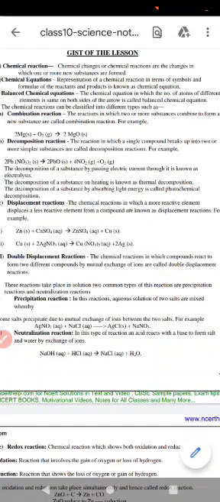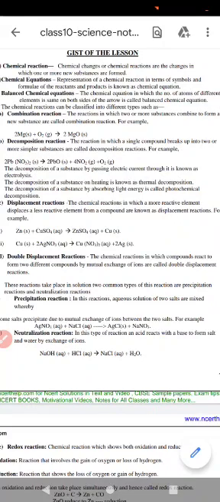Whatever we learned in previous classes, now I am discussing in front of you. First of all, you can see the definition of chemical reaction. Chemical changes or chemical reactions in which new substances are formed will be termed as chemical reaction.